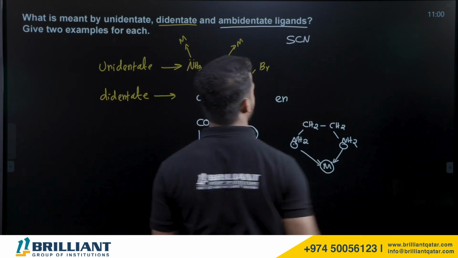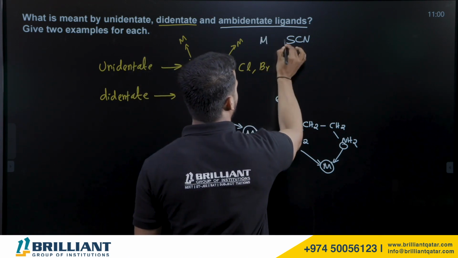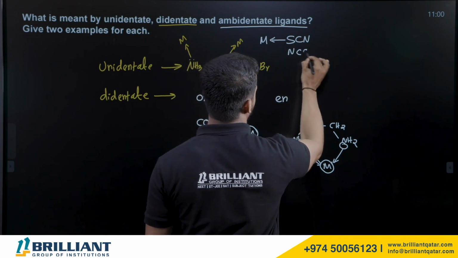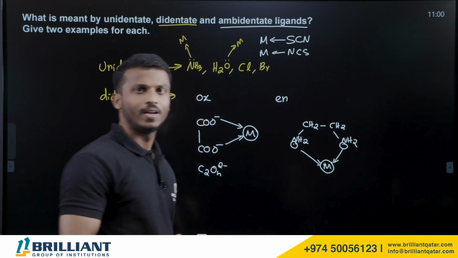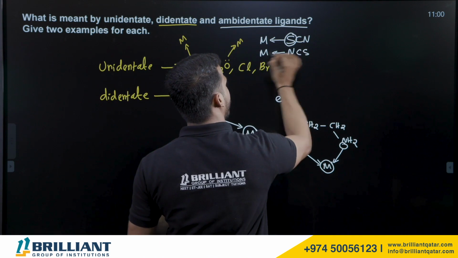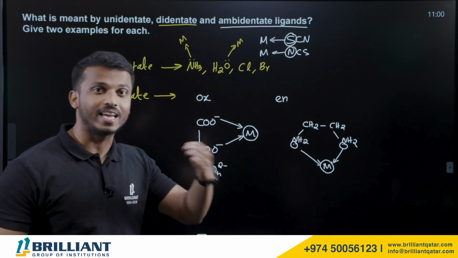What is SCN? It is called thiocyanate. Either the metal can make a bond with sulfur in SCN, or we can write NCS. What is NCS? It is called isothiocyanate. So here, same formula, but you see the metal is connected through sulfur in one and through nitrogen in the other. Similarly, cyanide and isocyanate, CN and NC.